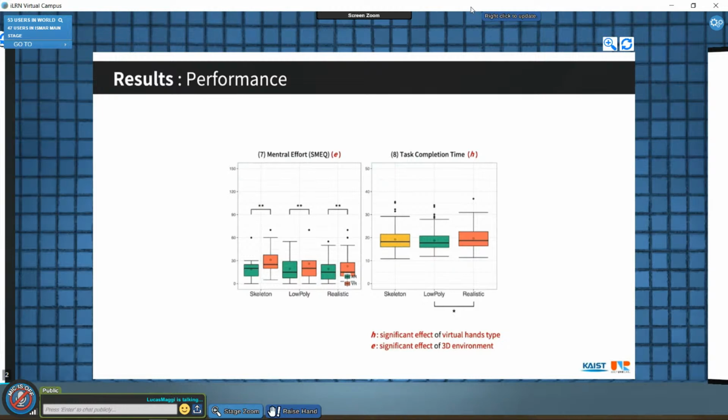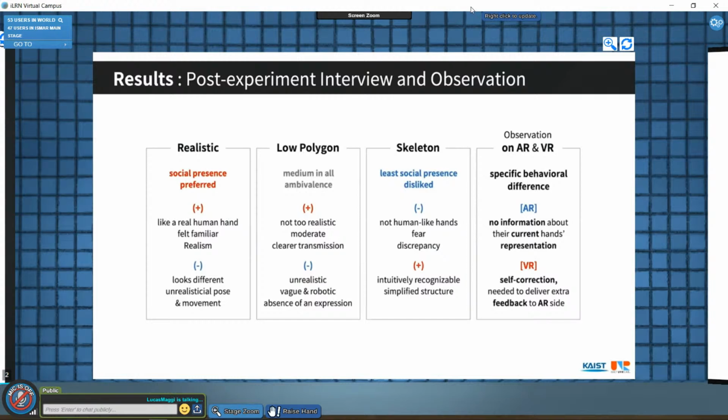We gathered lots of meaningful responses during the interview, and the summarized general feedback strongly supported the statistical results and implied meaningful discussion points. The one thing that I'd like to point out is there was a different behavior induced between AR and VR participants. Because the VR participants could see both the virtual self and remote hands, they behaved in a self-correcting way and delivered direct feedback to their AR partners.